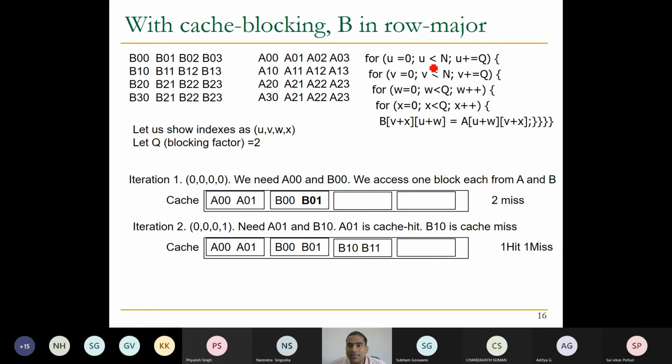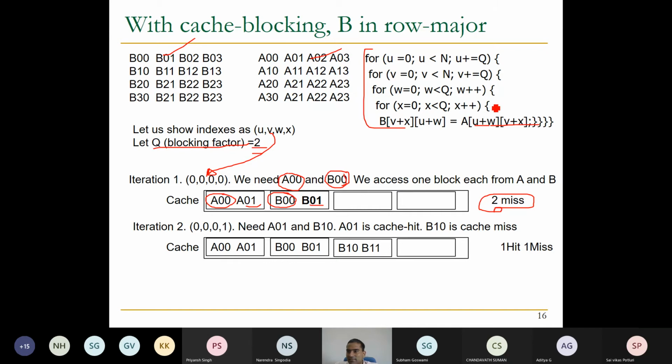Okay, so here this is the matrix B, this is the matrix A, and I have written this for 4 nested levels of loops. Let us show their indexes as U, V, W, X, and Q, which is the blocking factor, let it be 2. So in the first iteration, U, V, W, X values are 0, 0, 0, 0. Now, as in the previous case, this is A00 and this is B00. So we access one block each from A and B, this from A and this from B. And with A and B, we will also get A01 and B01. And we have 2 misses.